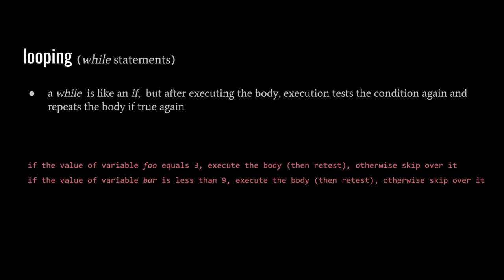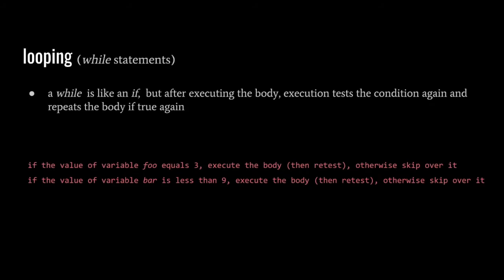And each time after executing the body in a while, execution jumps and tests the condition again. So as long as that condition keeps testing true every time execution jumps back to evaluate the condition, the body of the while will keep executing one more time. Only once the condition tests false does execution skip over the body of the while and continue on after. Very importantly, we generally don't want the body of a loop to execute repeatedly forever. We don't want it to be an infinite loop.